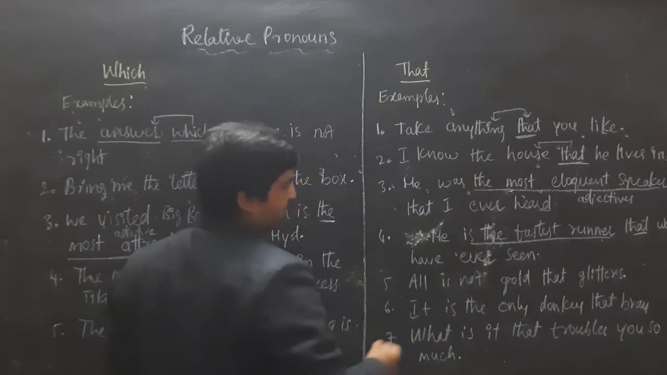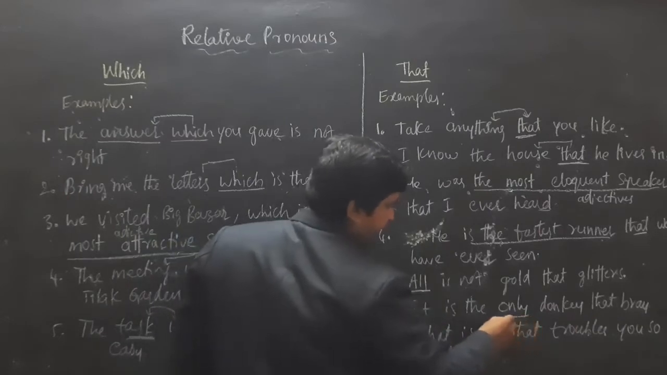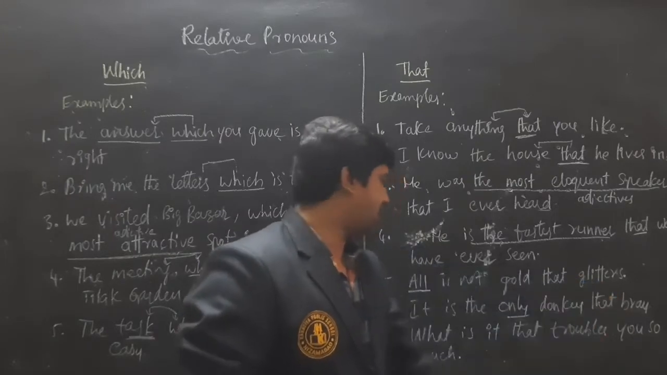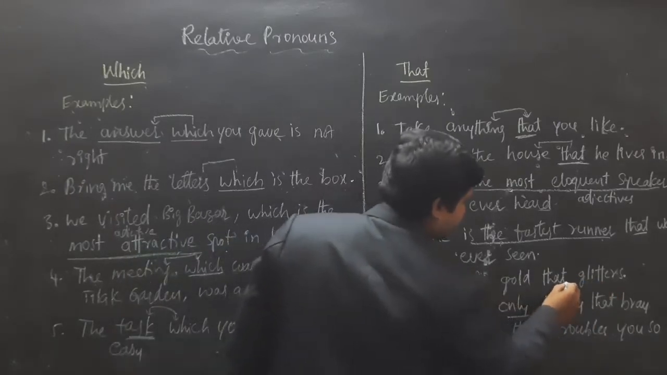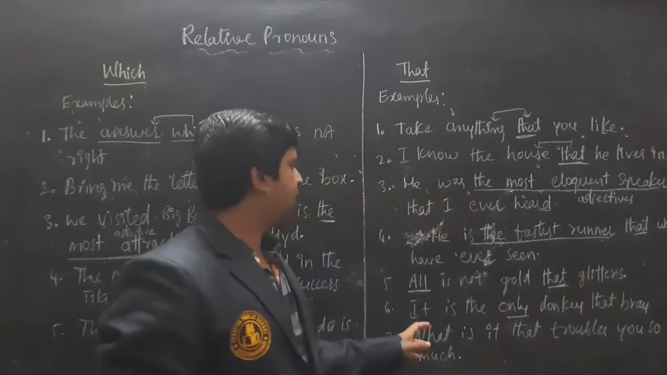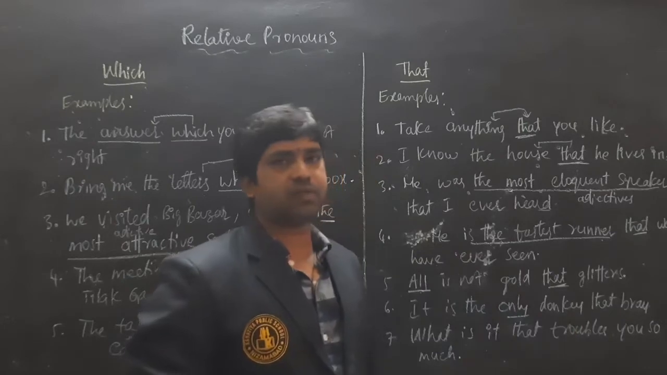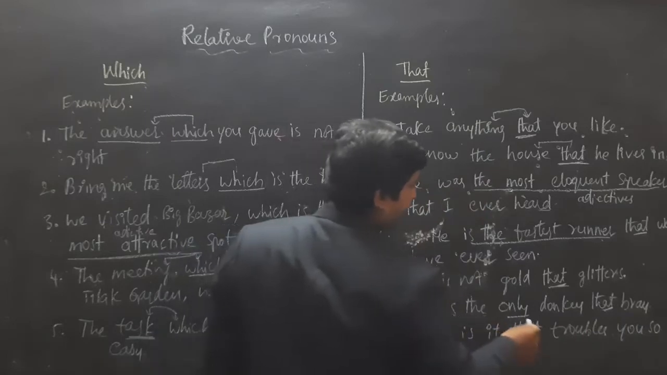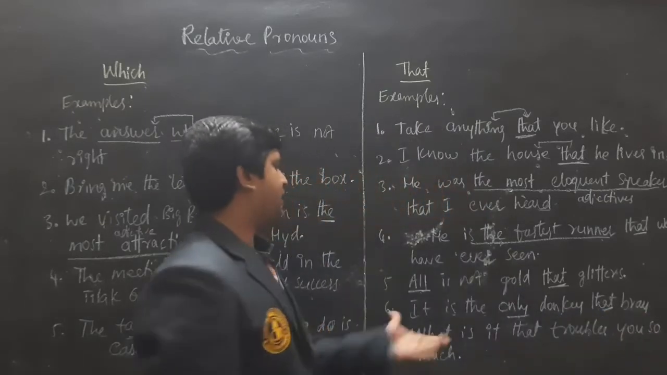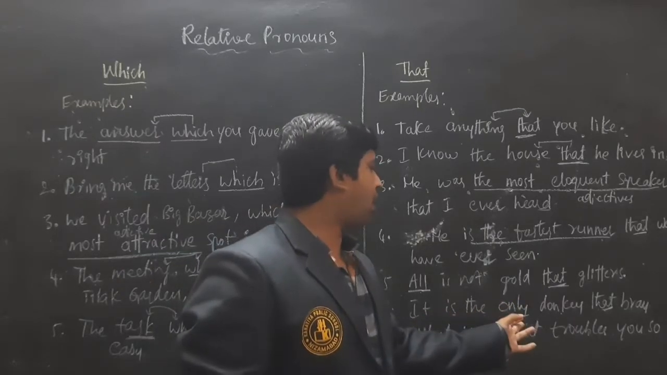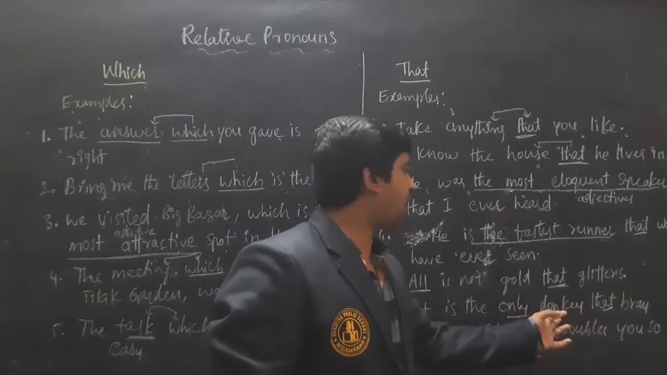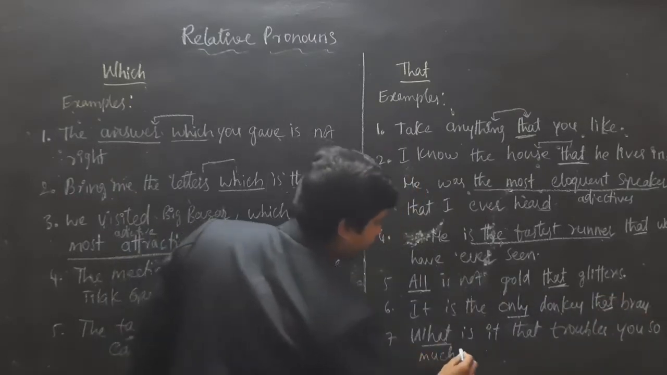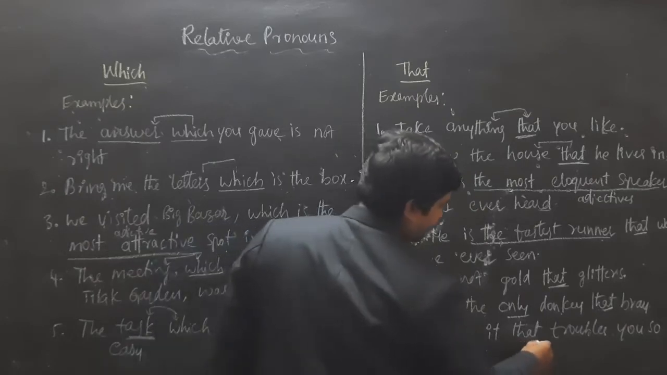And we also use "that" with words like all, any. All is not gold that glitters. It is the only donkey. When you are speaking with "only", we use "that". It is the only donkey that brays, or in this other way, it is the only dog that barks.